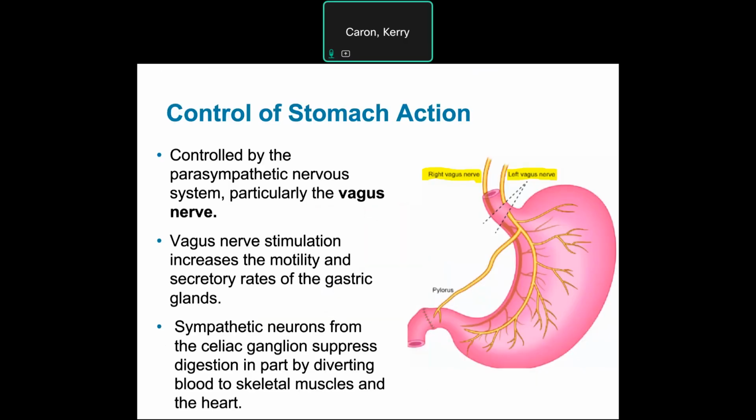So I mentioned that the stomach regulates, right? We have the vagus nerve through the parasympathetic nervous system, and the vagus nerve is a cranial nerve.